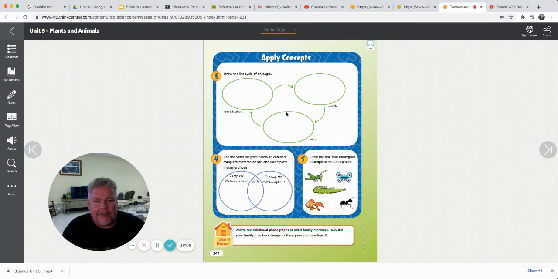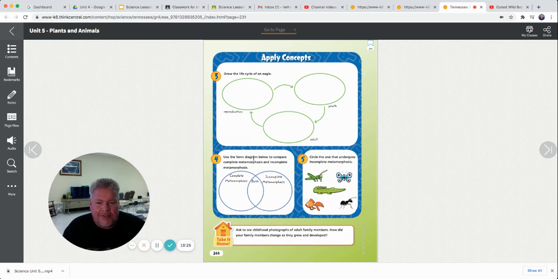Okay, the life cycle of an eagle. An eagle. Well, it would start with an egg, wouldn't it? And then it would be a little baby eagle sitting in the nest being fed by its mama. And then it would be a big eagle soaring through the sky. If you want to draw that, you can.